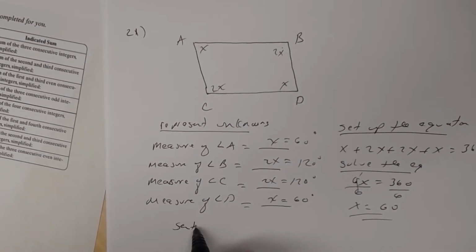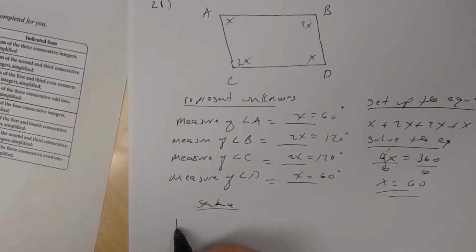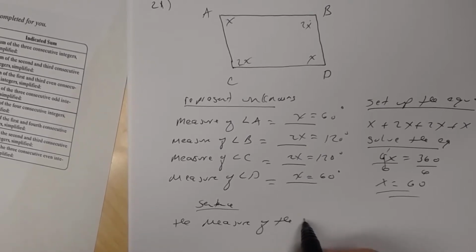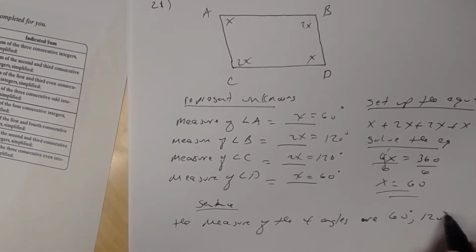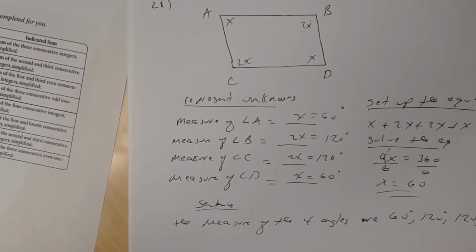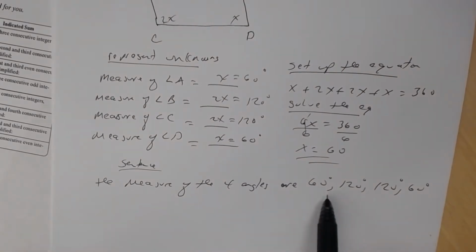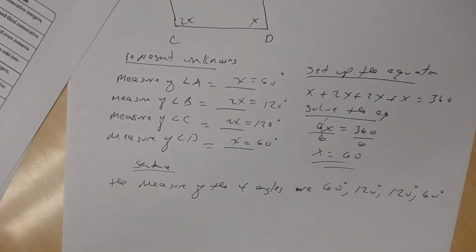So your sentence, you're going to say the measure of the four angles are 60 degrees, 120 degrees, and doesn't have to be in that order. 120 degrees and then 60 degrees. So you can say 60, 60, 120, 120. It does not matter. Just tell me what those four angles measure. Okay, so that's 21.